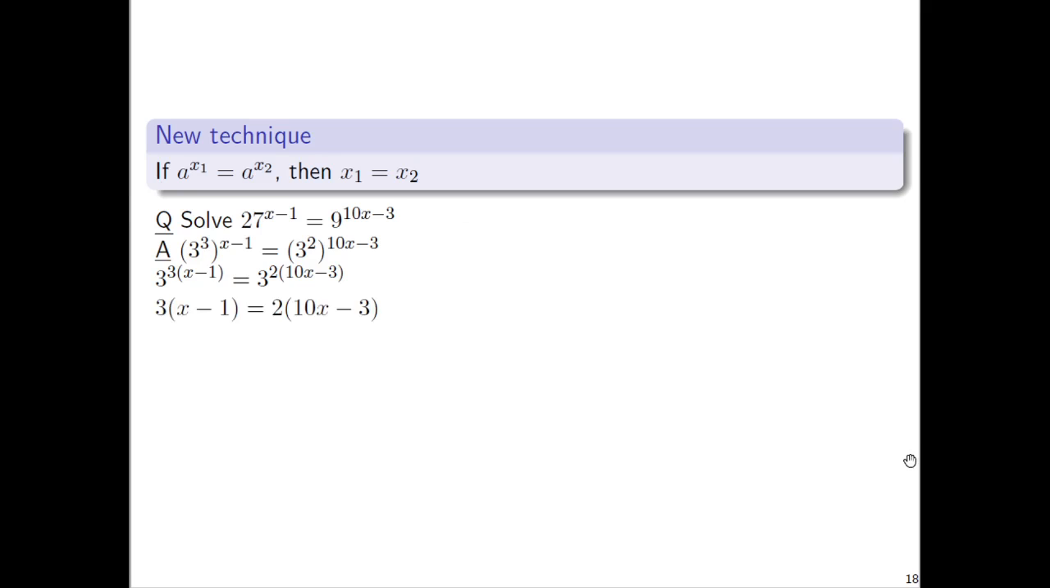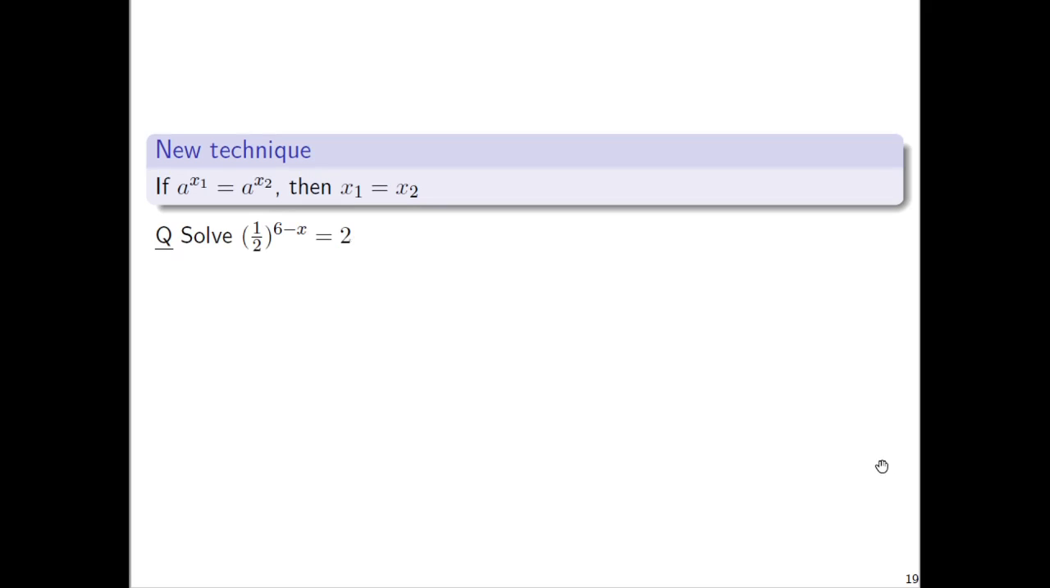This, as we look ahead, is not even going to be a quadratic. It's going to be a linear equation. We can distribute on each side. So 3x minus 3 equals 20x minus 6. Let's subtract 3x on both sides, add 6 to both sides. You'll have 3 is equal to 17x. Then divide both sides by 17. So 3 over 17 is equal to x.